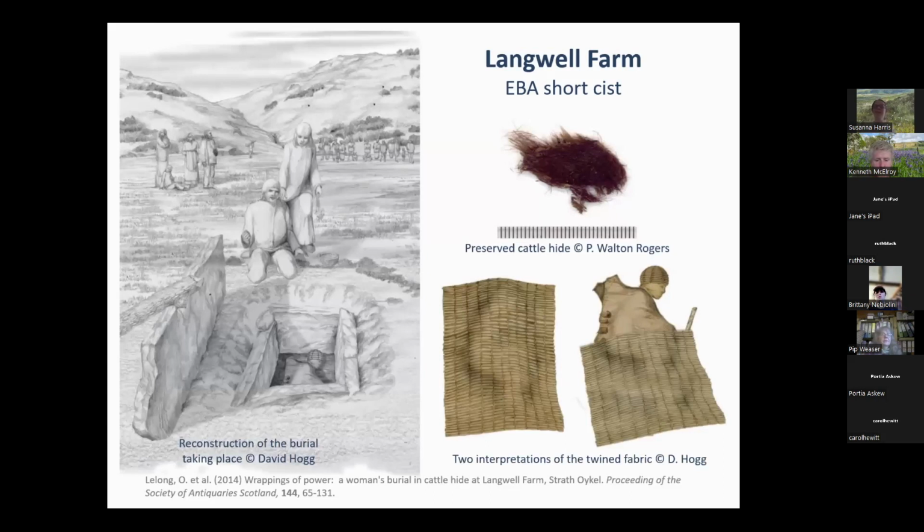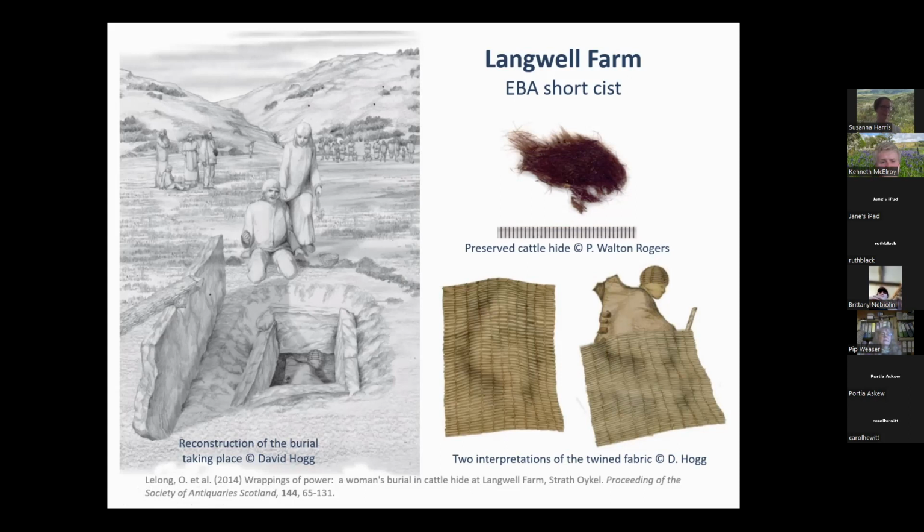This is a reconstruction that David Hogg did for Historic Environment Scotland that shows what they think that fabric may have looked like in the burial. It's not entirely clear whether this was a full blanket that covered the person, or maybe some kind of headwear and a shorter cover, but something of that nature. In the same burial, there was also part of a preserved cattle hide, these tufts of dark reddy brown hair. And so there were two different fabrics there covering and wrapping this burial. So this is really exciting early material.